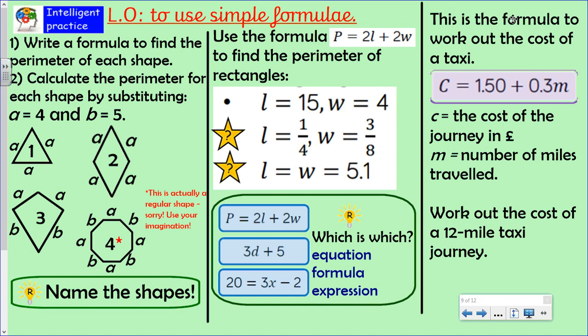And then finally, this is the formula to work out the cost of a taxi, a bit like the babysitter question. Cost equals 1.50, that's £1.50, add 0.3M. C is the cost of the journey in pounds, and M is the number of miles. So 0.3M means 0.3 times the number of miles. Can you please work out the cost of a 12-mile taxi journey?